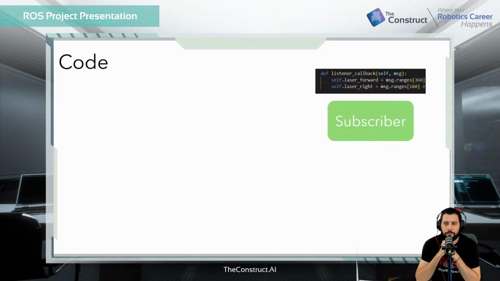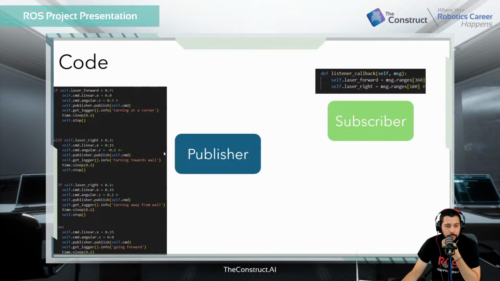So the subscriber is just listening to the laser forward and the laser on the right side. And then the logic is, if it gets too close to the wall in the front, it turns at a corner, so there's no forward velocity but just spinning. And then I'm checking whether it's more than 30 centimeters or less than 20 centimeters, it moves either towards the wall or away from the wall. And then if none of these apply, it just goes forward.